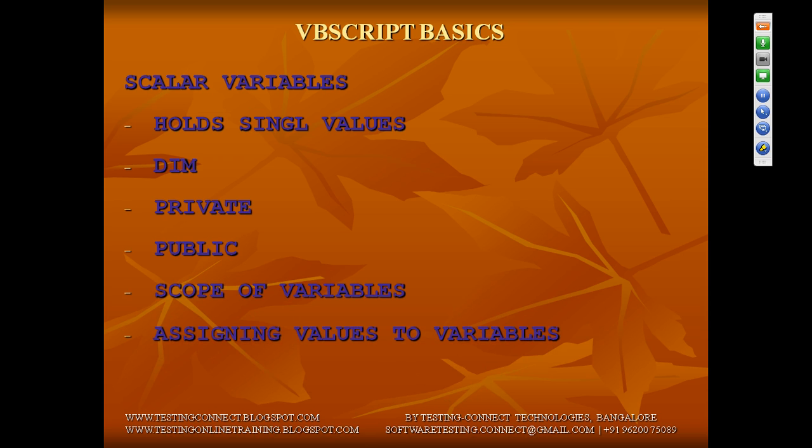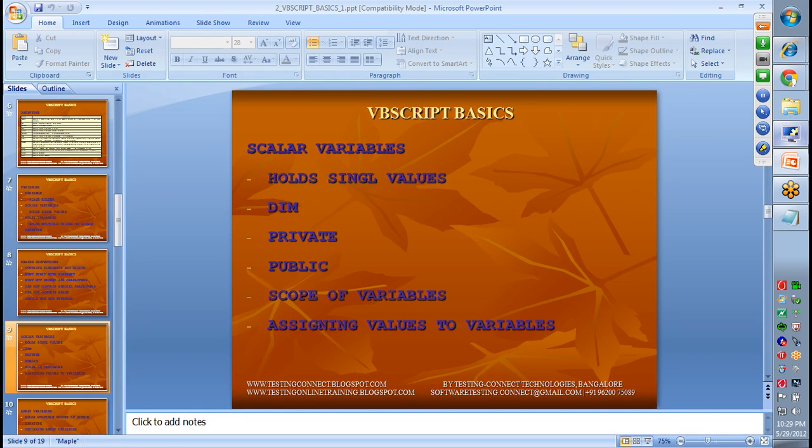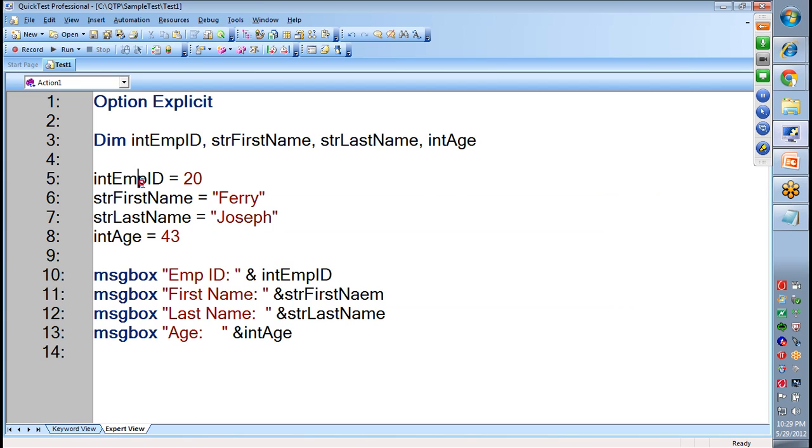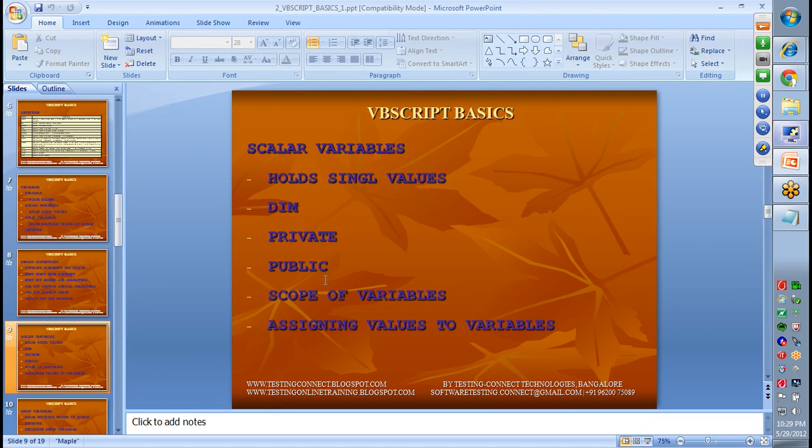You have to assign values to variables. So how can you assign values to variables? This is the way. Once you define variables, you have to assign values. If values are integers, you can store them directly. If values are strings, you have to pass strings in double quotes. This is what you have to remember.